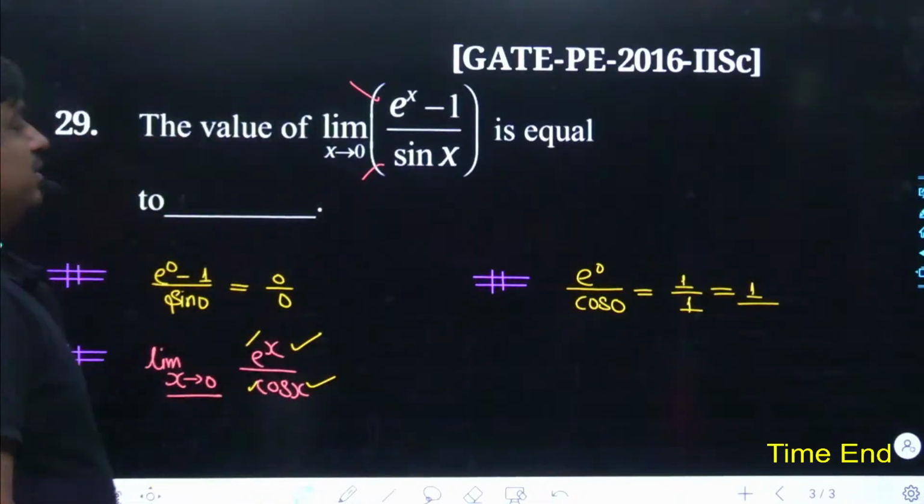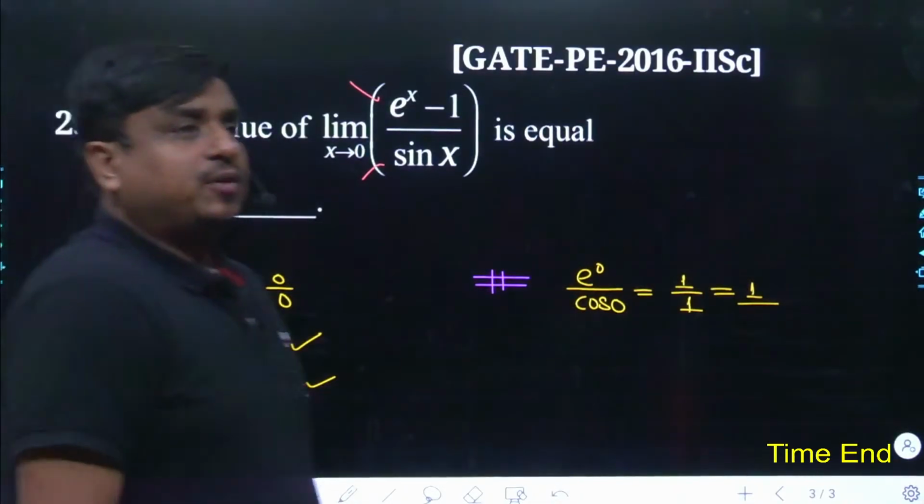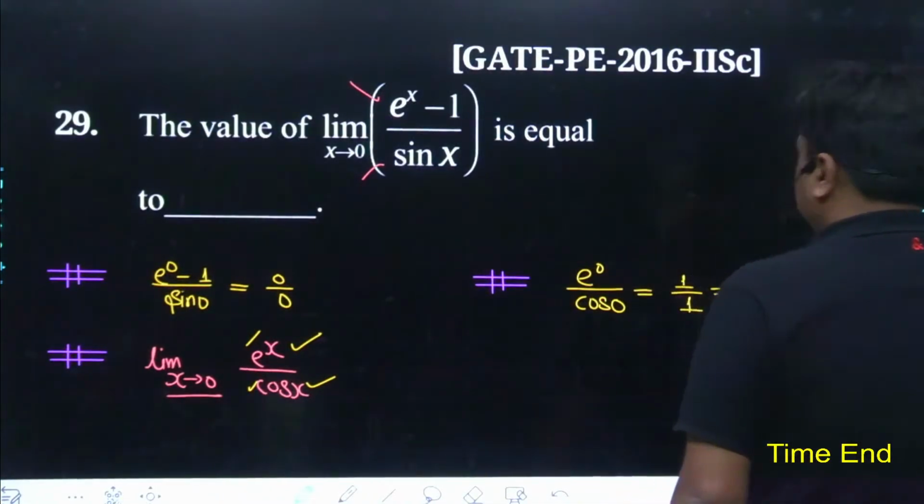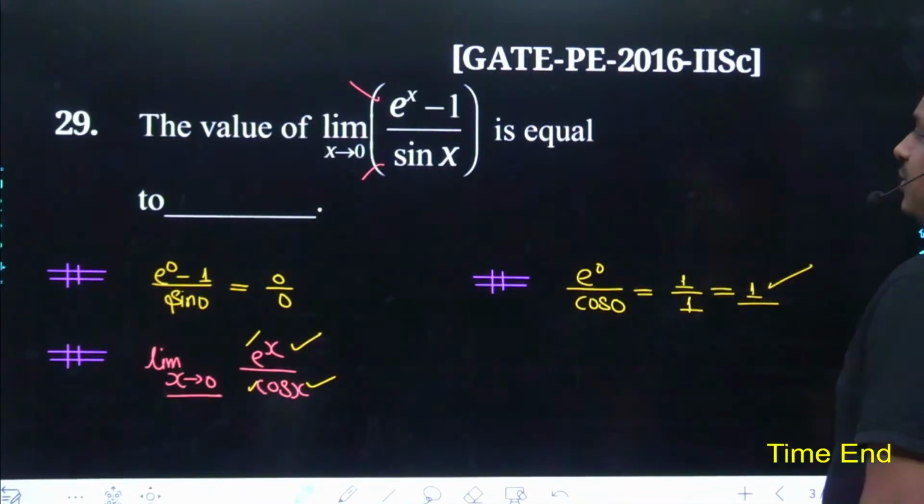The worth which we are supposed to get is simply 1. The worth is 1. The 1 is the best answer. Do you have a clear-cut idea about it?